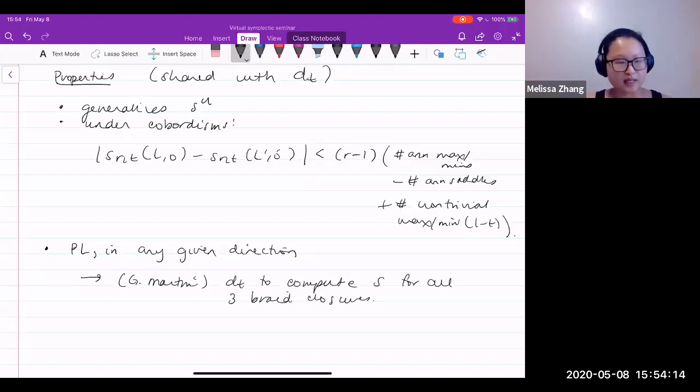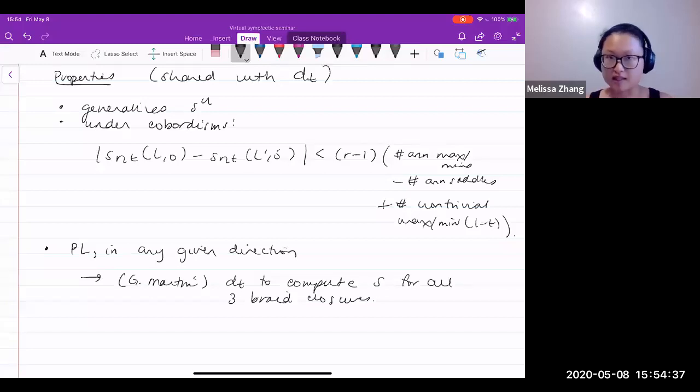So this is really cool because basically what she says is that if you have a 3 braid, there are only a very small number of possible shapes that dt can take on as a function of t. And from there, you can use classification of 3 braids to say, okay, then these braids must be this shape, and therefore I can figure out what S is.